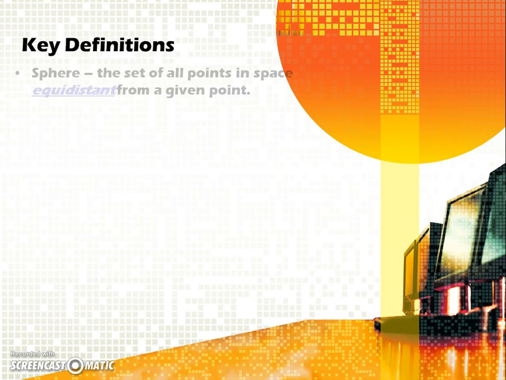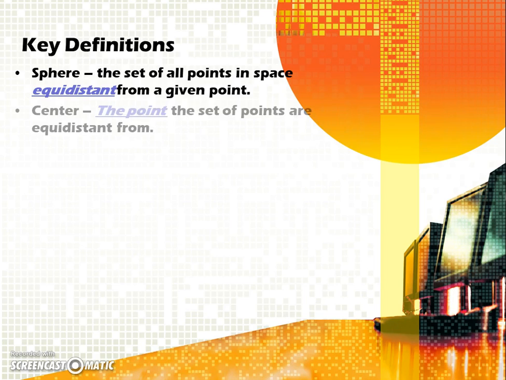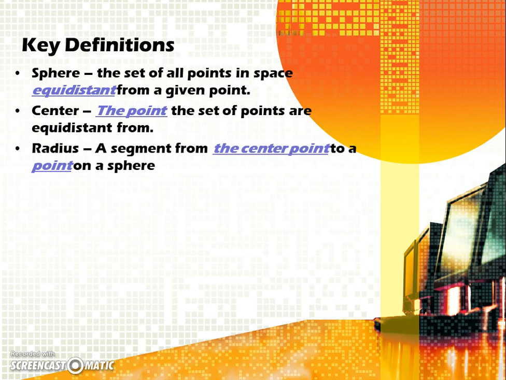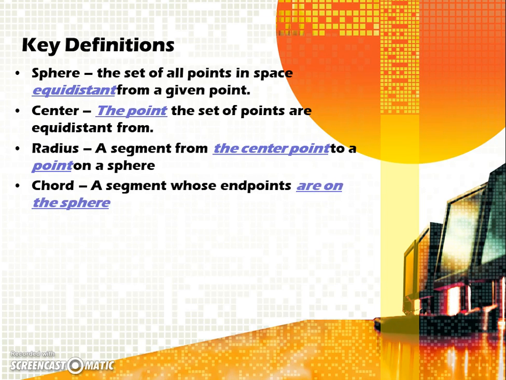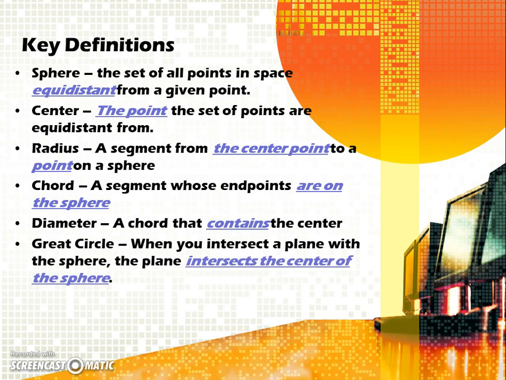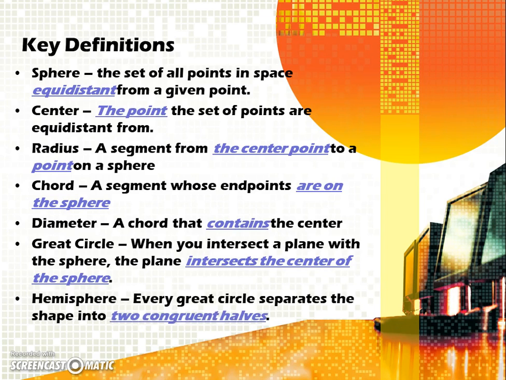Finally, the last key definition is sphere. A sphere is the set of all points in space equidistant from a given point, the center. The radius is just from the center to any point on the sphere. A chord is a segment on the sphere. A diameter goes through the center. And a great circle is formed when a plane intersects the sphere through the center of the sphere. The whole point is it's the cross section going through the center. A hemisphere separates the sphere into two congruent halves.